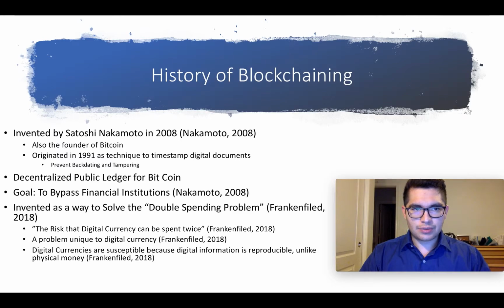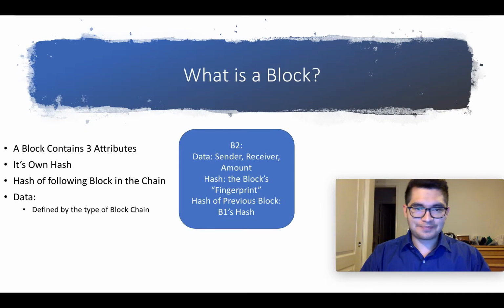So it was just a way to share and view the information on the transaction history of Bitcoin, as opposed to one centralized institution like a bank controlling it. Now, again, the goal is to bypass financial institutions, and it was invented as a way to solve the double spending problem, which is a problem inherent to digital currencies and transferring money online. Sometimes glitches can occur and you double spend money. Also, digital currencies are very easily reproducible because it's digital information, so it's easy to counterfeit digital currency, unlike physical money. So, blockchaining helps with this.